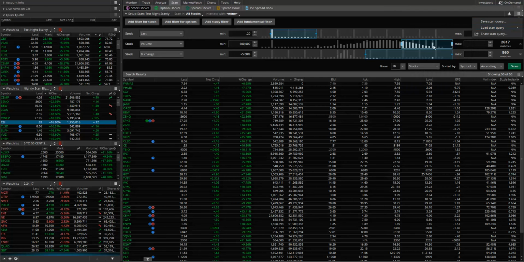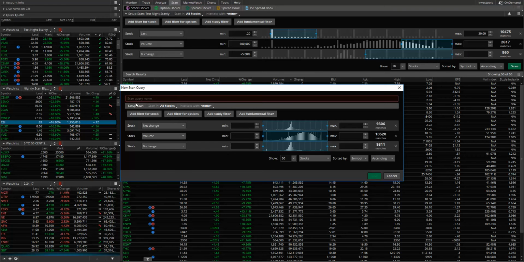I'm going to go to load, create a new scan query, and call this test price direction up. And again, you have to figure out what price range you want to search. You can have multiple price ranges.